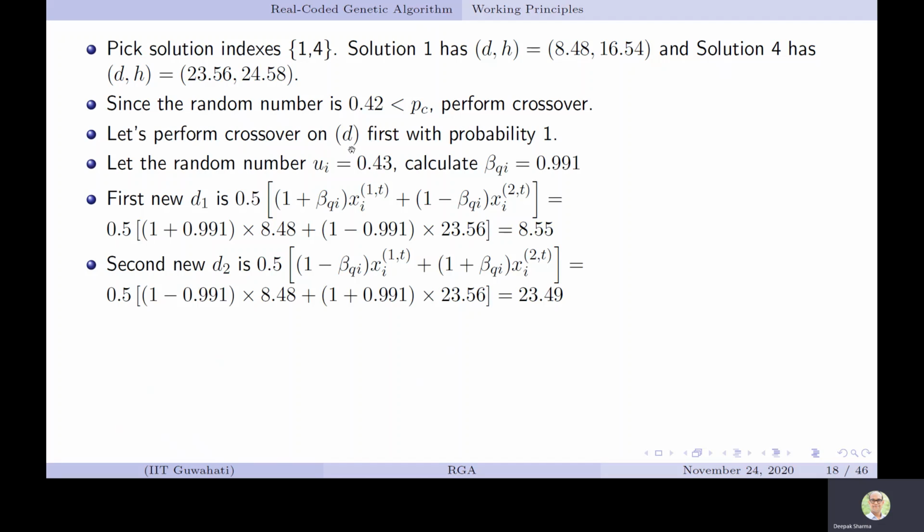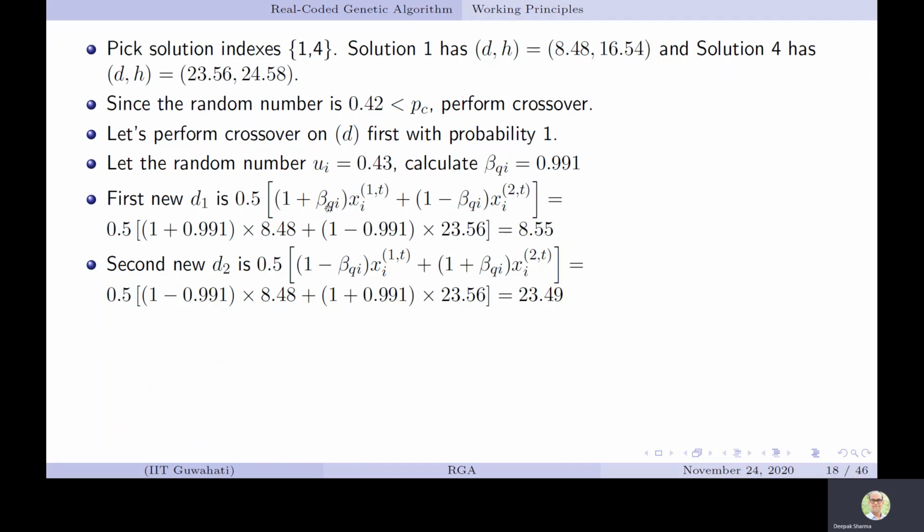Let us perform the crossover on D first. As you remember, I told you that the crossover should be done variable wise. So we have chosen D first. Let the random number ui be this. Using ui, we can calculate the beta i value. Now we are going to include this beta i value.